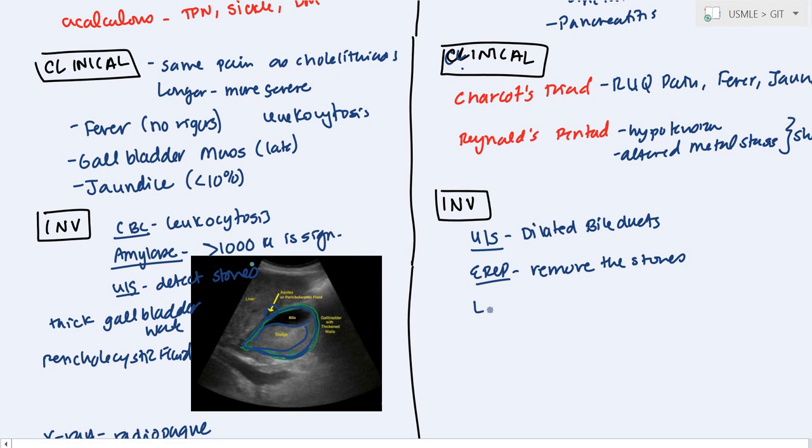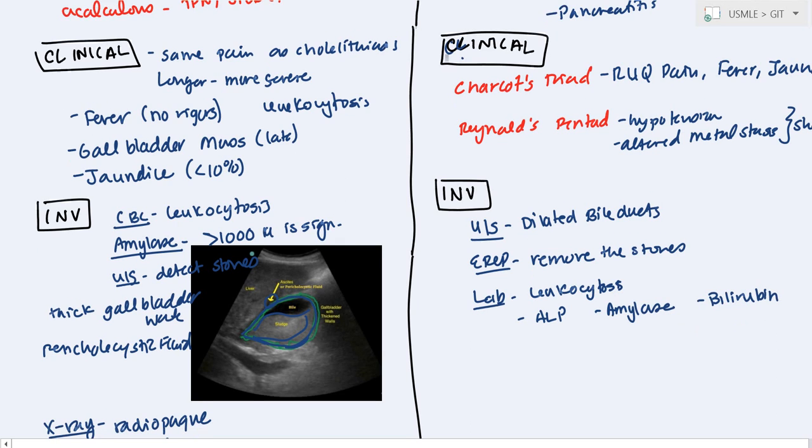And of course, you want to do your laboratory investigations. What are you going to find? You're going to have leukocytosis because this is an inflammation. Of course, the bile duct is involved, and ALP will be raised for that. If the pancreas is involved, amylase can be elevated, and of course, you can have a high bilirubin as it starts to involve the liver.